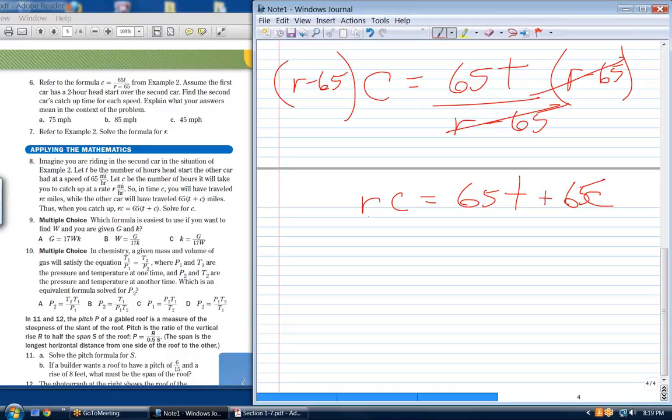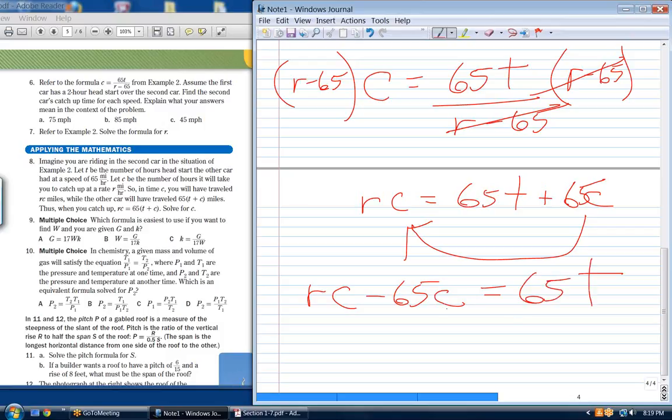Oh, right. I can't just divide by R and get this, because that's not really what C is. You can't have C being equal to something that still has C on the other side. When you're solving for C, you want no C's on the other side. So in this case, we have to do something a little different. We have to bring this term back over, so we make it RC minus 65C equals 65T.